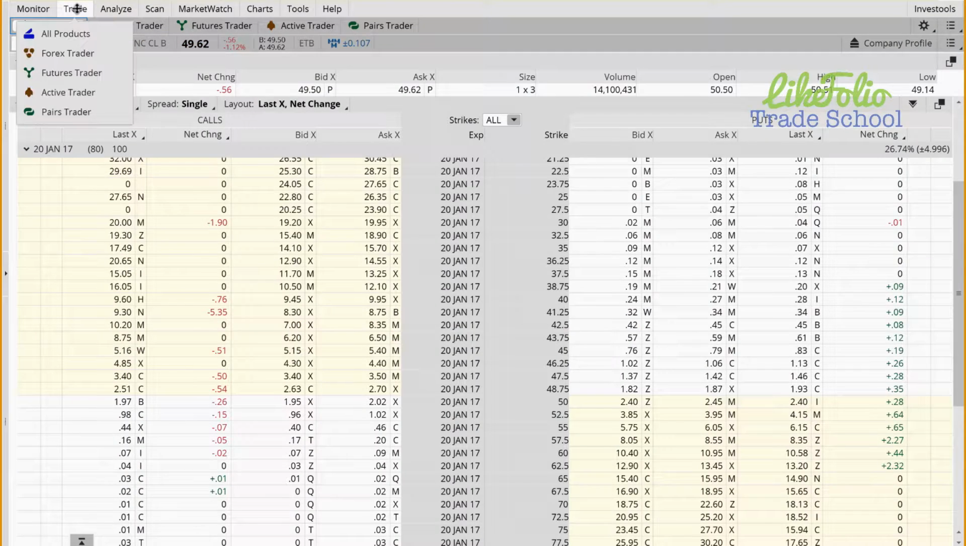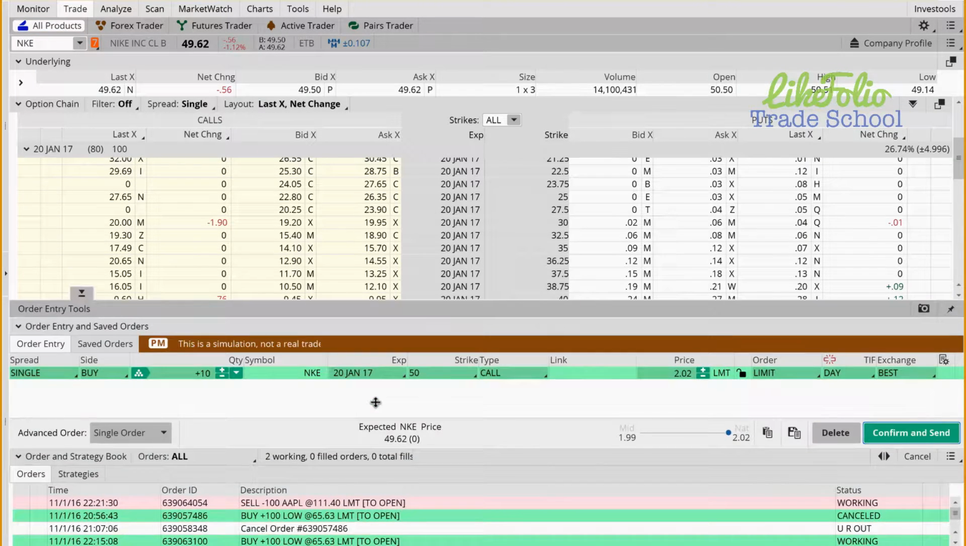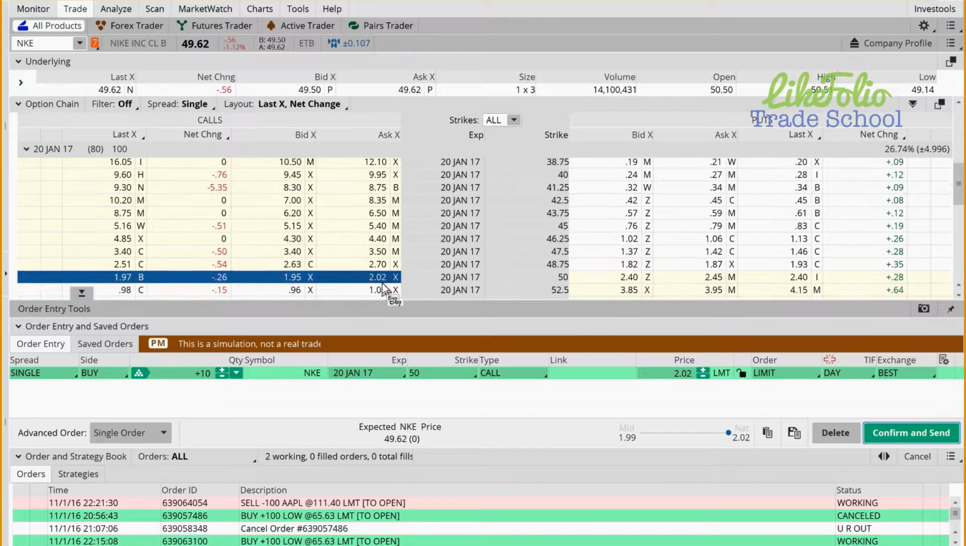I'd probably just be looking at some at-the-money calls. So let's take a look at the 50 calls. We'd be wanting to buy the 50 calls. They're $2.02. When we clicked on the ask for the 50 calls, it pulled up this order entry tab, and this is just going to reiterate what we're doing here. We're looking at a single buy side, 10 contracts here. You can change that to whatever you want. Let's just say 1 for now.